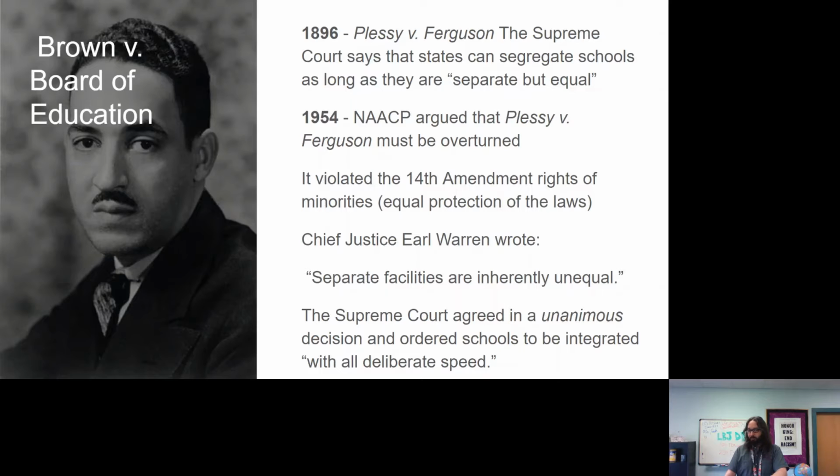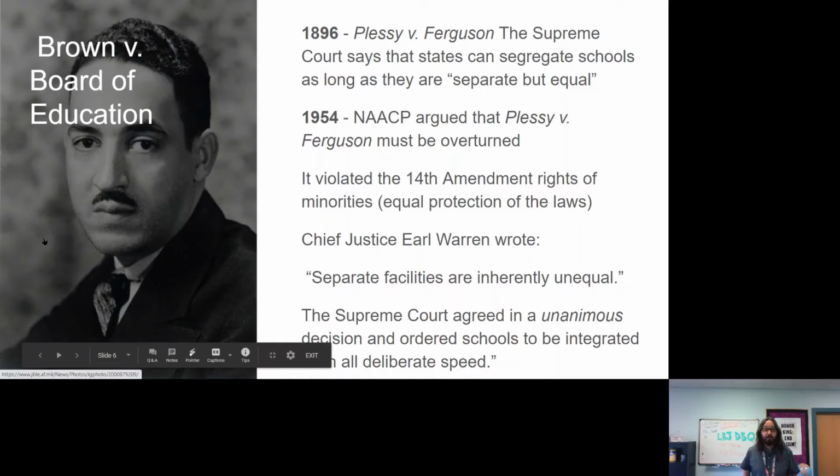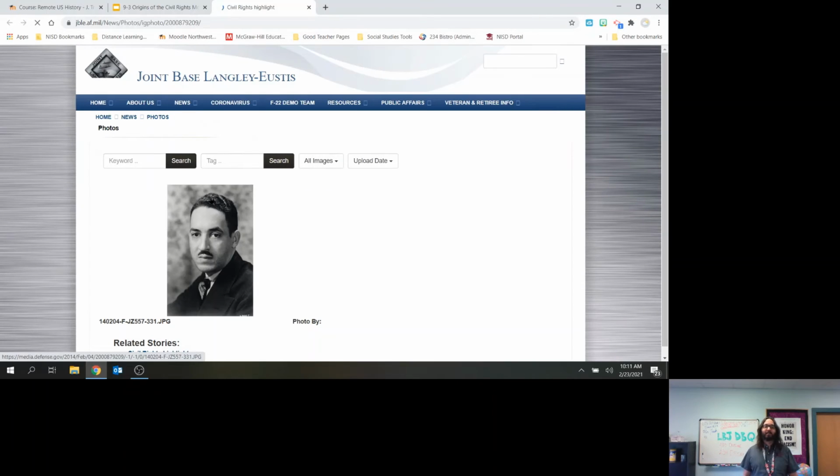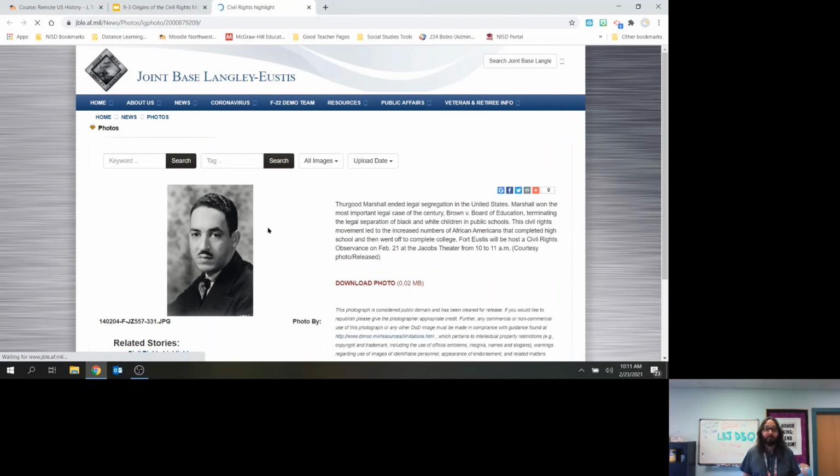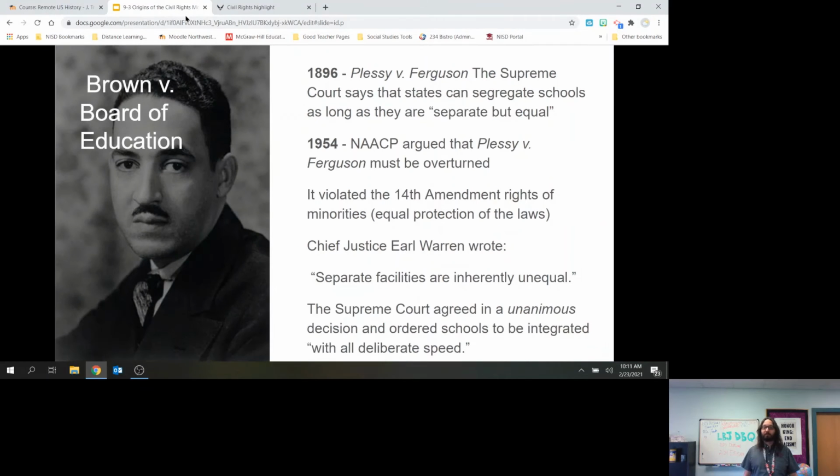Not everybody does it with all deliberate speed. And that, this is not Earl Warren, this is Justice, it's the first black Supreme Court justice. What was his name? He's on the Warren Court. Hold on. Sorry. I need to remember this. This is not a good blank to be having. Thurgood Marshall. Jeez Louise. Sorry.